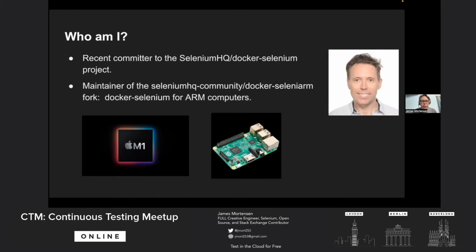So I also am the maintainer of Selenium's first community-based repository, and that's Docker Selenium ARM. And basically what Docker Selenium ARM is, it's Docker Selenium for ARM computers. So if you're running on a Mac M1 or a Mac M2 or a Raspberry Pi, we did find that there were a lot of people with those computers, with those architectures, who weren't able to use Docker Selenium. So we got this fork up and running and have been maintaining it for the past year.